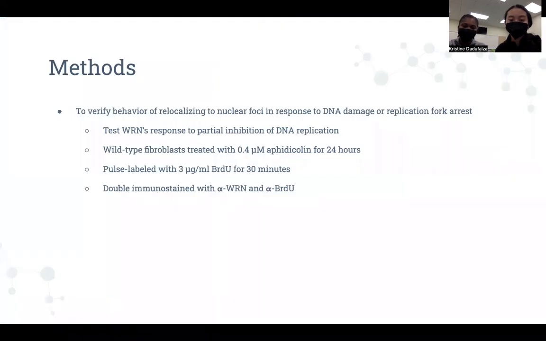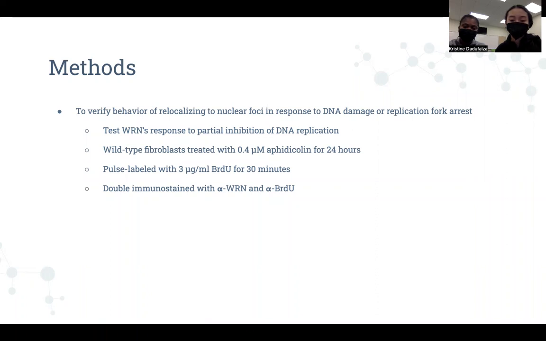In this experiment, several methods were utilized to gain information about the WRN enzyme. It is known that WRN is primarily found in the nucleoli and that in response to DNA damage or replication fork arrest, it relocalizes to nuclear foci. To verify this behavior, the researchers decided to test its response to partial inhibition of DNA replication. Wild-type fibroblasts were treated with 0.4 micromolar aphidicolin for 24 hours, pulse-labeled with 3 micrograms per milliliter bromodeoxyuridine for 30 minutes before fixation.